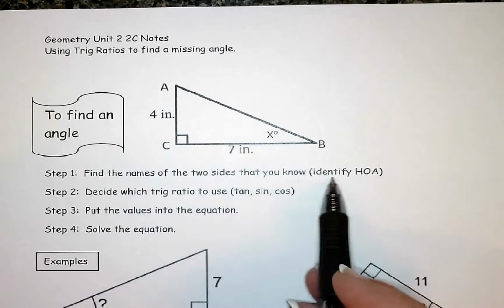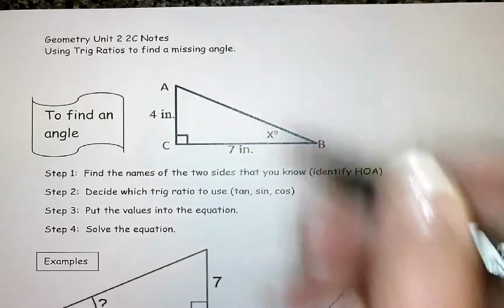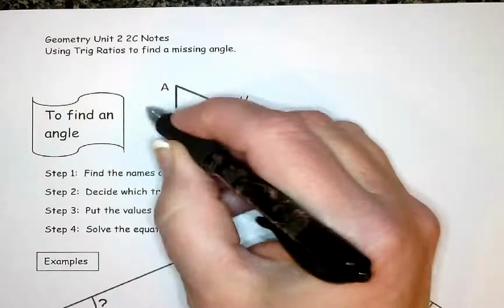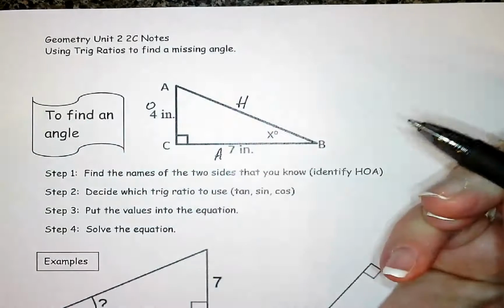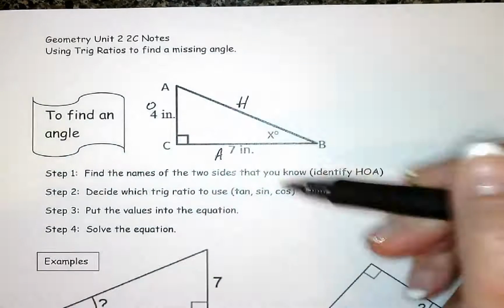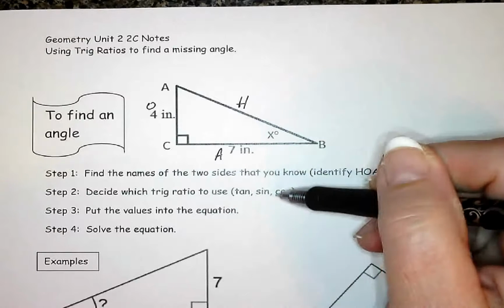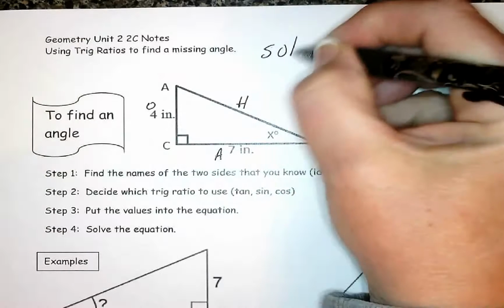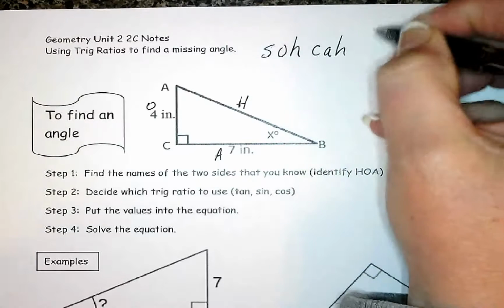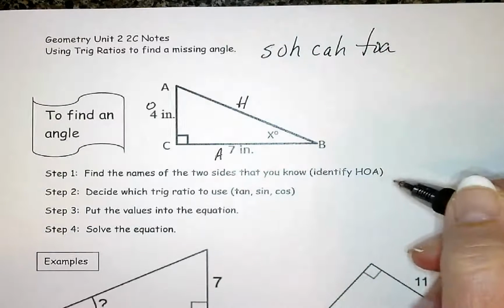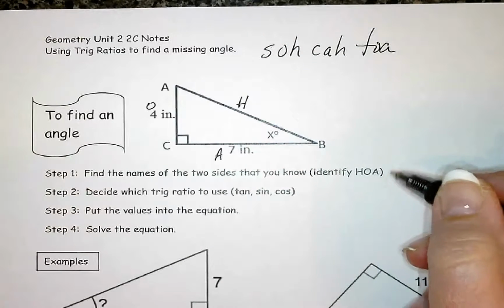Find the names of the two sides that you know. In other words, we need to identify the H, O, and A. So here's my H, here's my O, and here's my A. Once I've done that, I need to identify which of the trig I'm going to use. So if you need to write this at the top of your paper, do it, however you can remember it.